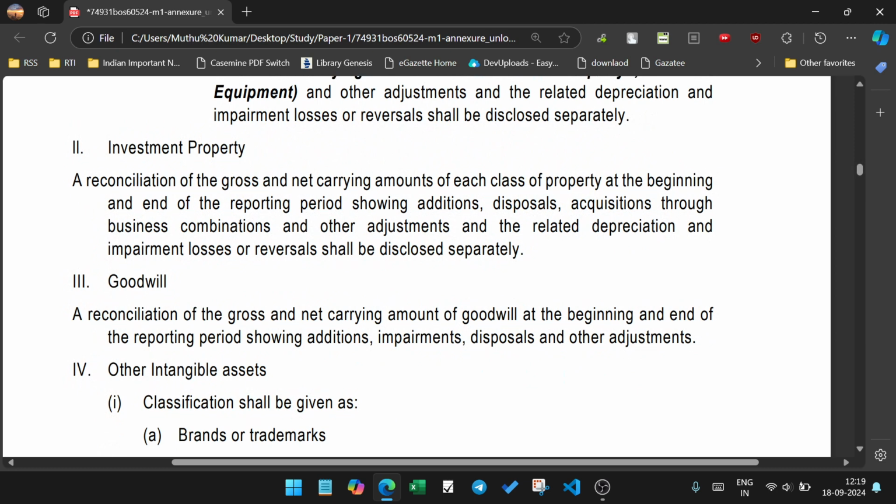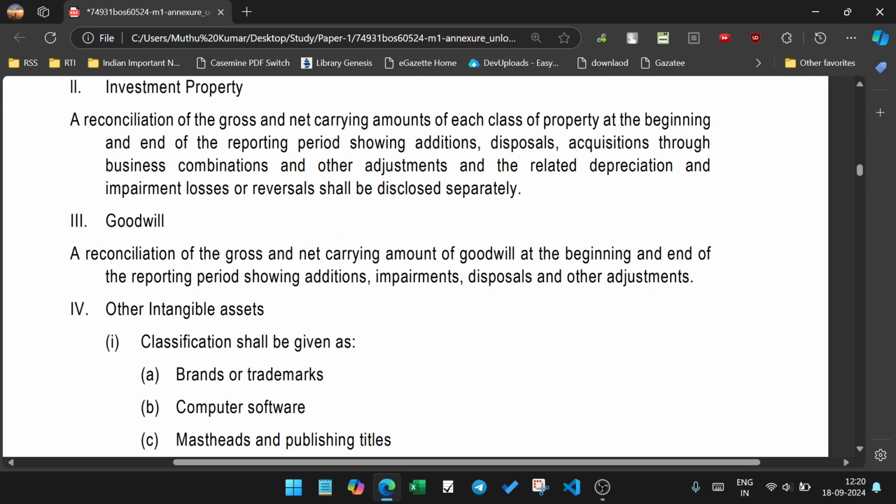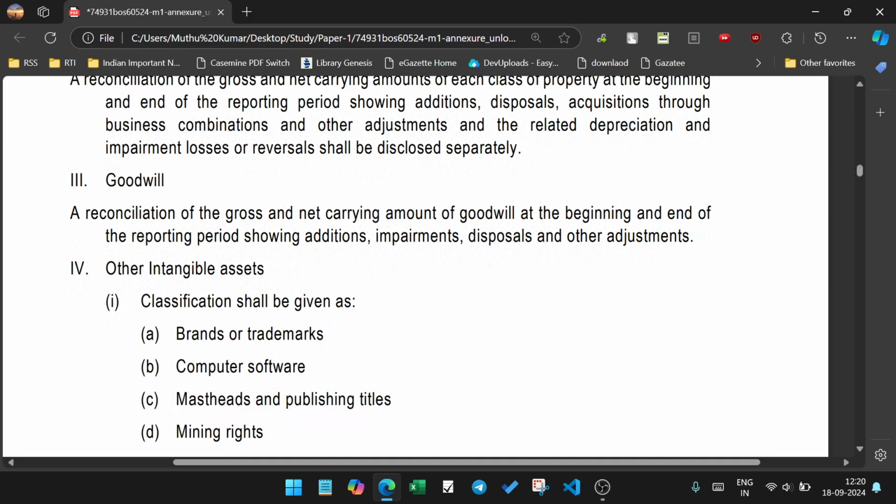Investment property. The reconciliation of the gross and net carrying value of each class of property at the beginning and end of the reporting period shows additions, disposals, acquisitions through business combinations, other adjustments, and the relevant depreciation, impairment losses, and reversals shall be disclosed separately. Goodwill.